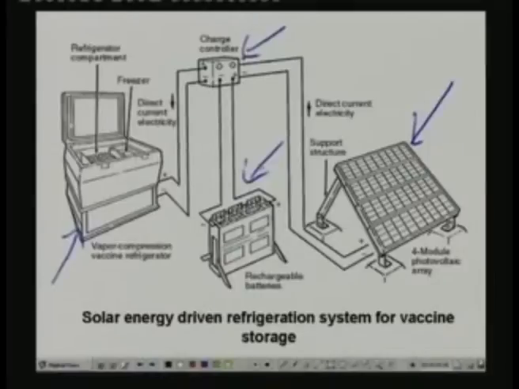Of course, you can also use the solar energy directly. Instead of converting it into electricity, you can use it directly and have a vapor absorption refrigerant system. Of course, in general, absorption systems are bulkier compared to vapor compression refrigerant systems. So either a thermoelectric refrigerant system using PV modules or a vapor compression system using PV modules are popular. Of course, nowadays people are also developing absorption systems using solar energy for remote and rural areas.